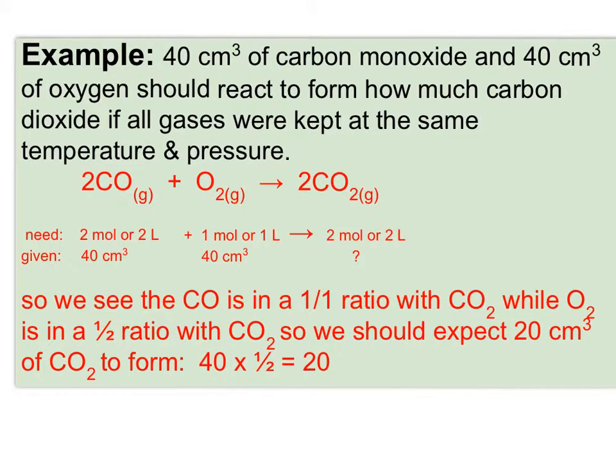So we see there's a 1-to-1 ratio between CO2 and CO, but there's a 1-to-2 ratio between the oxygen and the CO2. So we should expect 20 centimeters cubed of CO2 to form from our oxygen, whereas we'd get 40 centimeters cubed from the CO. So we are only going to get 20 cubic centimeters because oxygen's our limiting reactant.